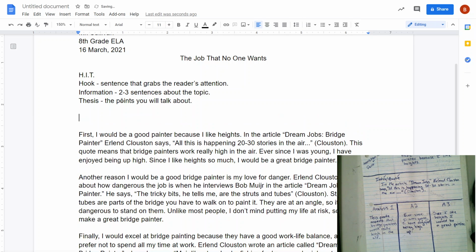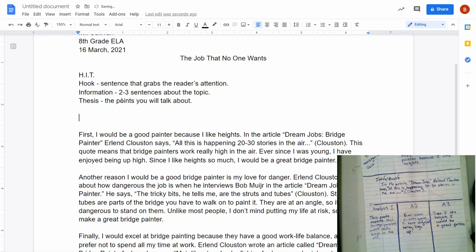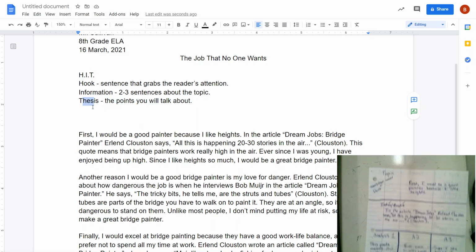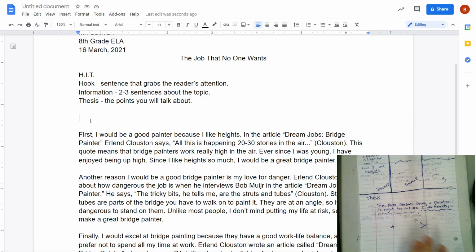Okay, so in order to come up with an introduction paragraph, we're going to start by making a hook, then write 2 to 3 sentences about being a bridge painter, and then write the thesis that we came up with on this other page. Okay, so writing a hook is pretty easy. You just have to say something that people are going to be interested in.